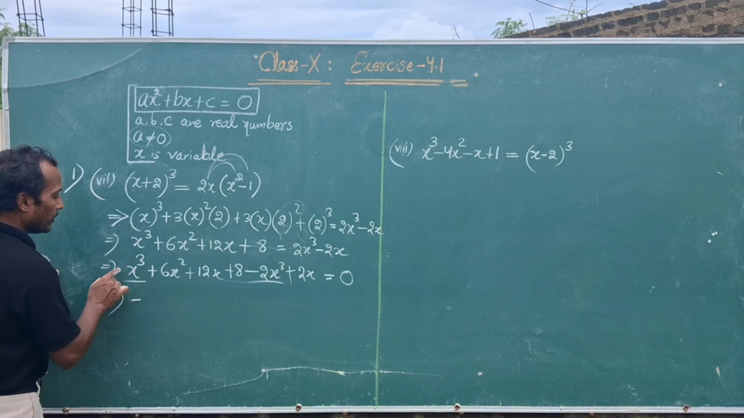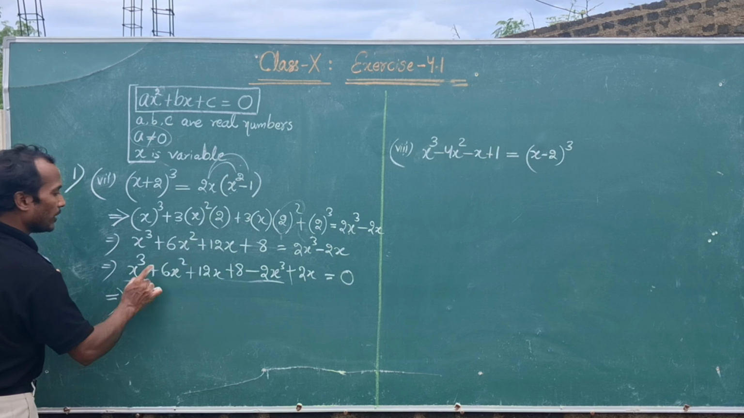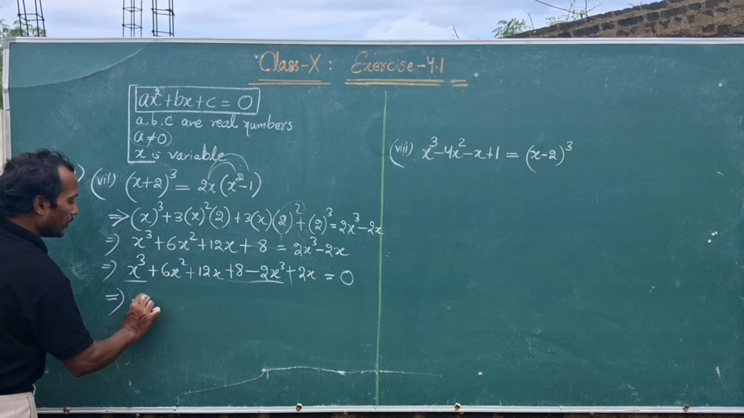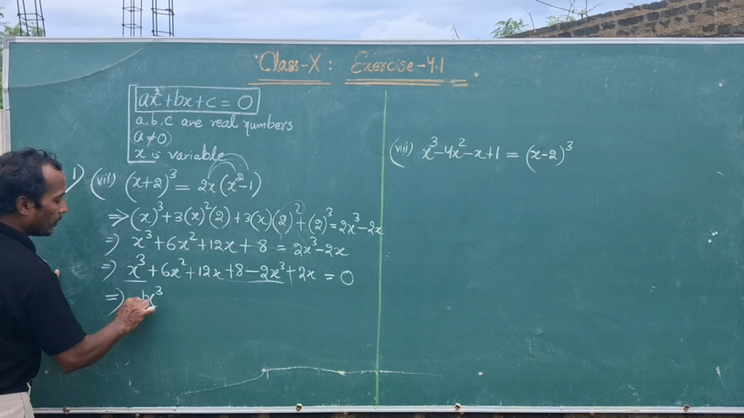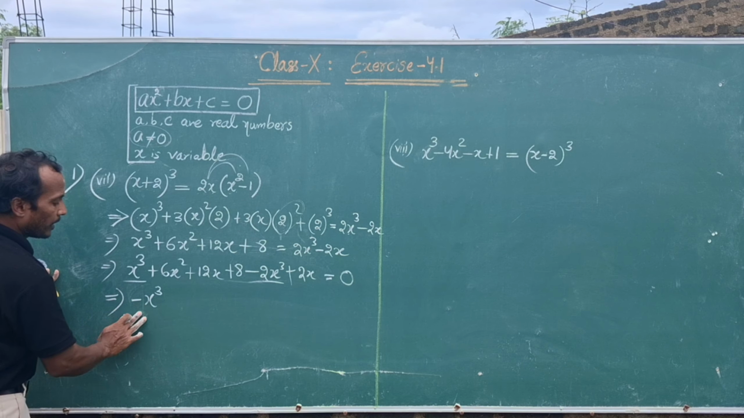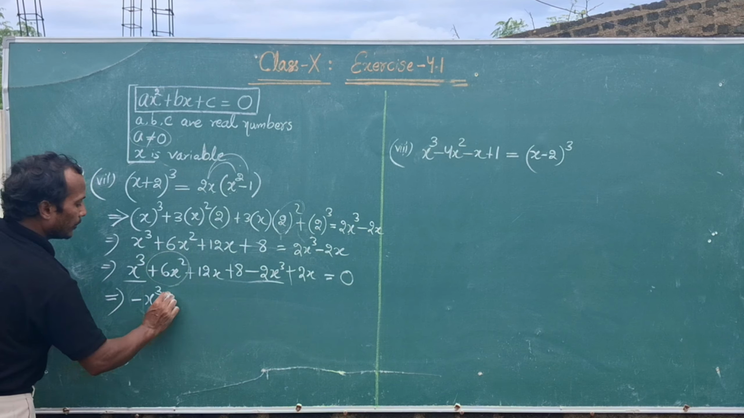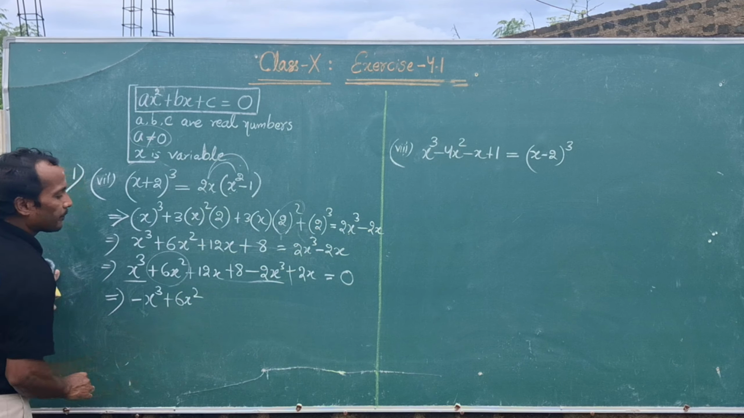And subtraction of the coefficients, 2 and 1, the numeral part, the difference is 1. 1x cube, or simply x cube. Now, does 6x square have any like term? No. So let me copy that as it is.